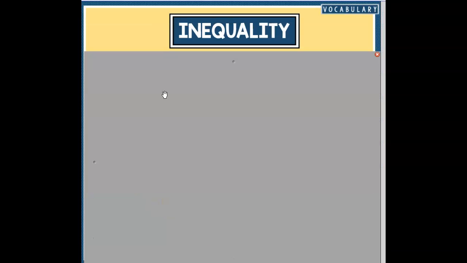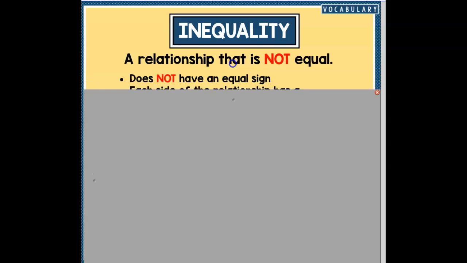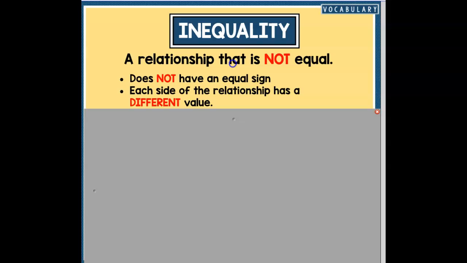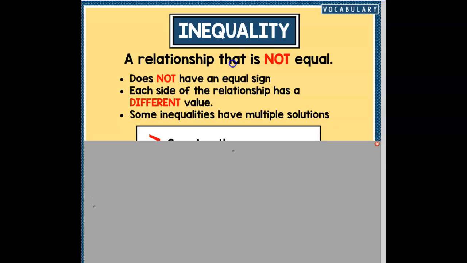Our next word is inequality. So I hear the word equality in there again, or equal, but now it has an in prefix in front of it. So what inequality means is that it's a relationship that is not equal. It does not have an equal sign, and each side of the relationship is going to have a different value. Some inequalities could have multiple solutions. There might be more than one right answer.